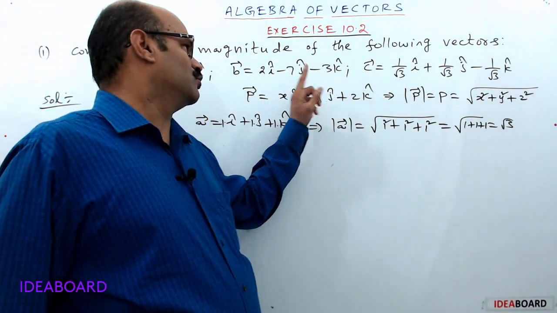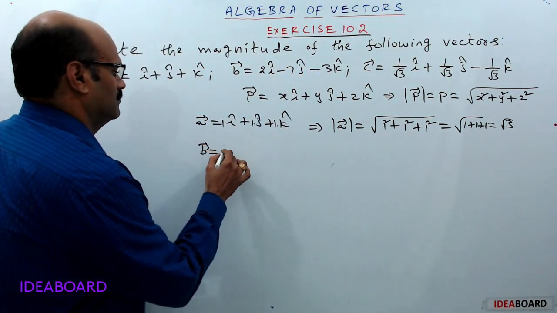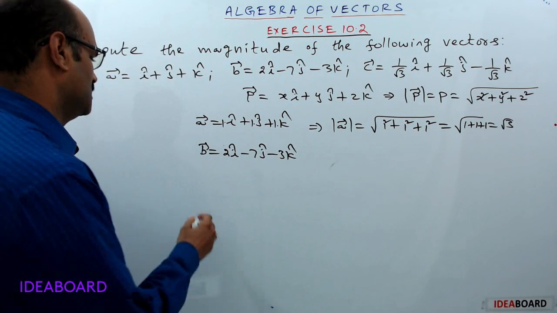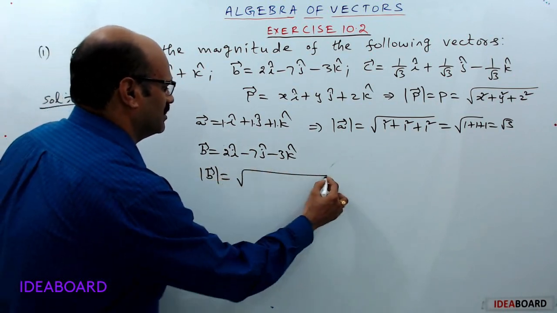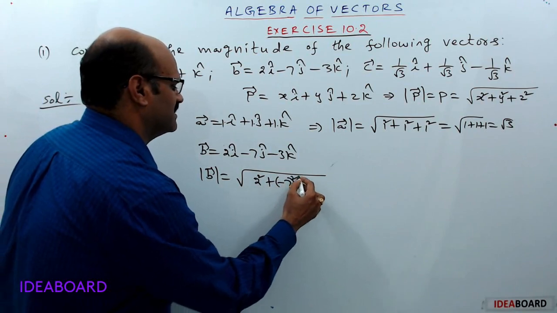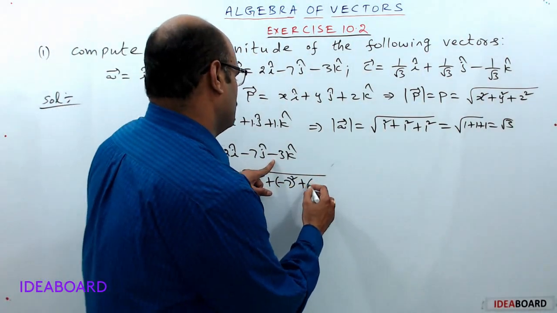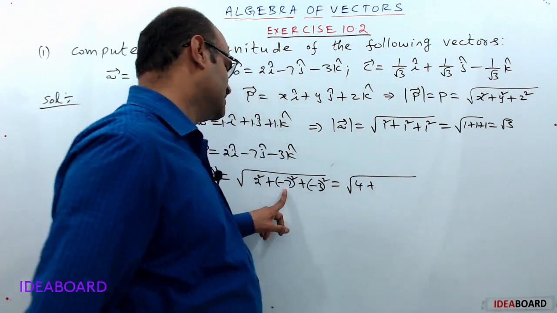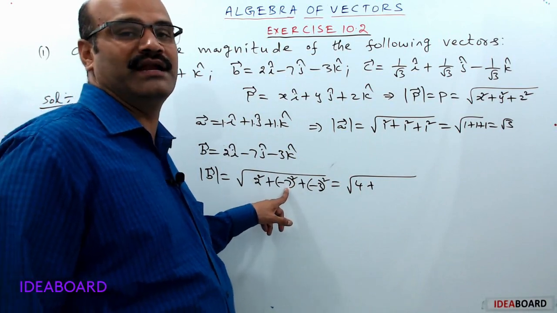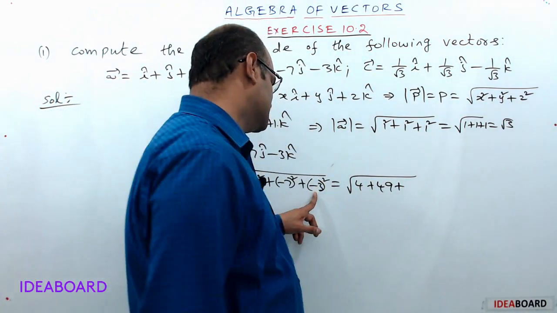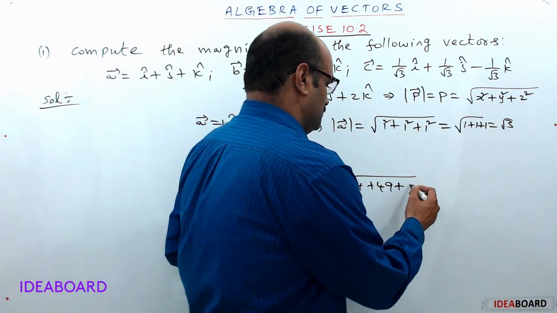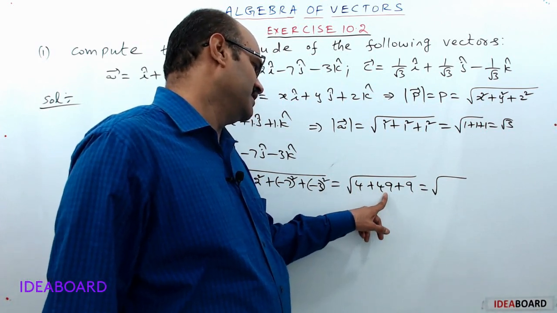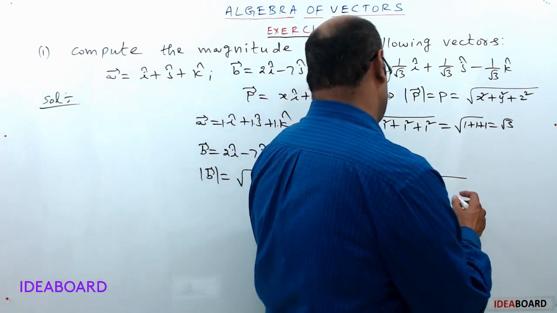Now B vector equal to 2i cap minus 7j cap minus 3k cap. Then modulus of B vector equal to square root of 2 square plus minus 7 whole square plus minus 3 whole square. 2 square equal to 4, minus 7 whole square equal to 49, minus 3 whole square equal to 9. So 49 plus 4 equal to 53, 53 plus 9 equal to 62.